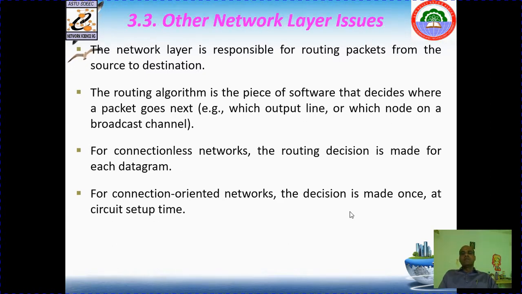Other network layer issues: it is responsible for routing packets from source to destination. Routing is also done by this. In general, we have two types of routing algorithms: static and dynamic, or simply adaptive and non-adaptive. Based on these algorithms we decide in which way the frames or packets are transmitted to the destination. For connectionless networks, the routing decision is made for each datagram. In a connection-oriented network, it will decide once and use the same connection till the end.